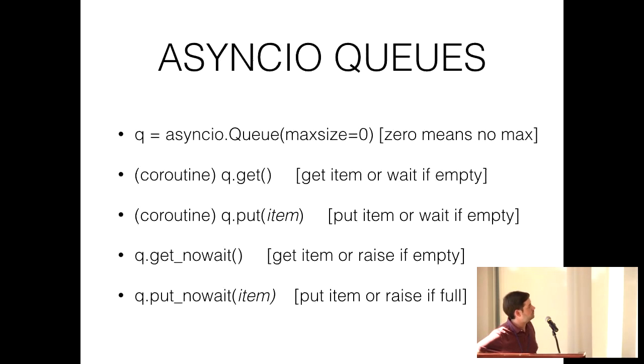So that's nice, too. Now, if you don't feel like waiting, you can do a get_nowait, which is a regular function. So that will not return control to the scheduler. It will get an item, or if there's nothing in the queue, it will raise an exception. There's also a put_nowait, which will put an item on the queue or raise an exception if the queue is full.